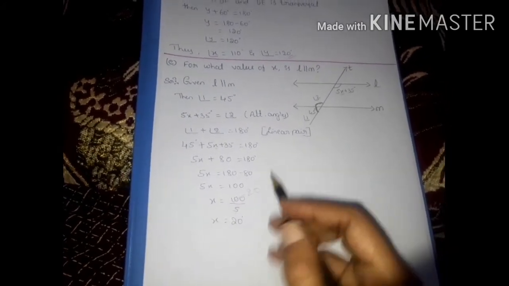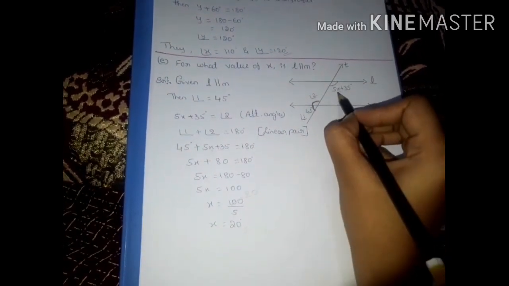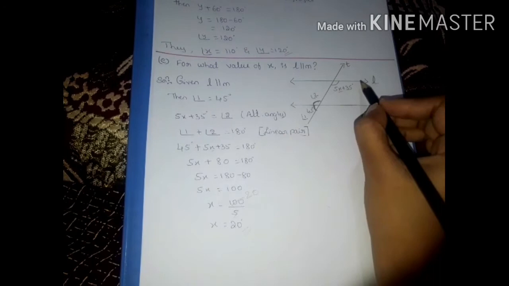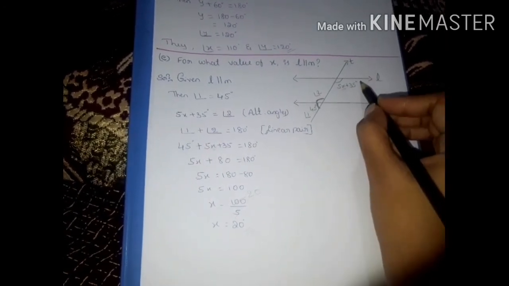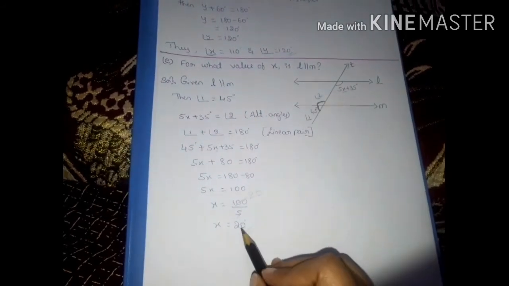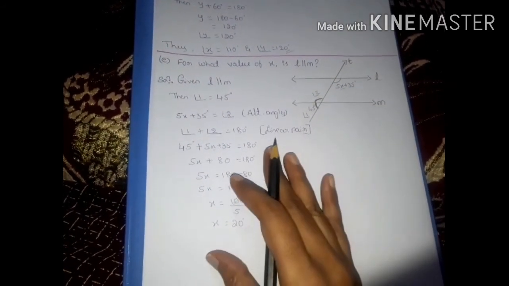So here for x equals 20, if you substitute the x value 20, then L and M will become parallel to each other. The value of x is 20. This completes Brain Teaser B, all 5 questions.